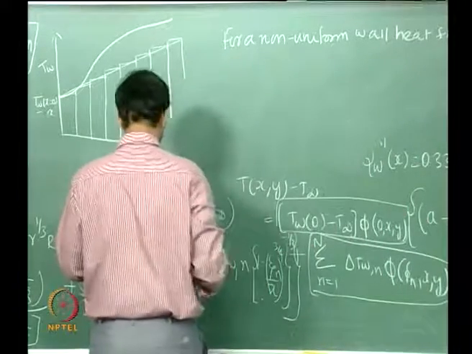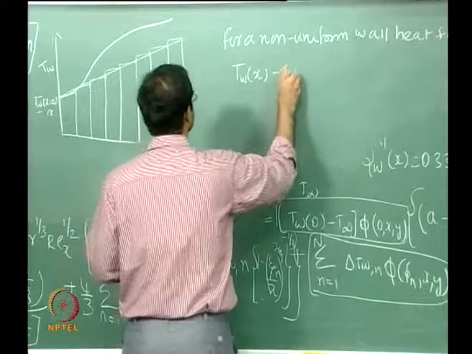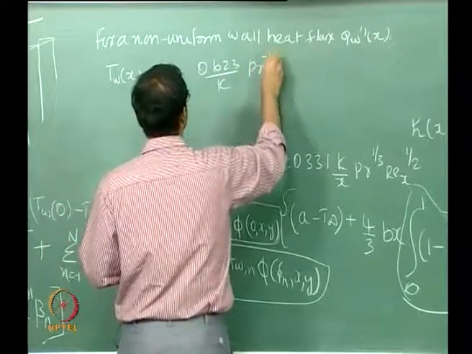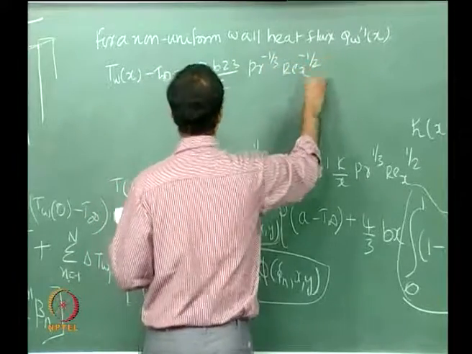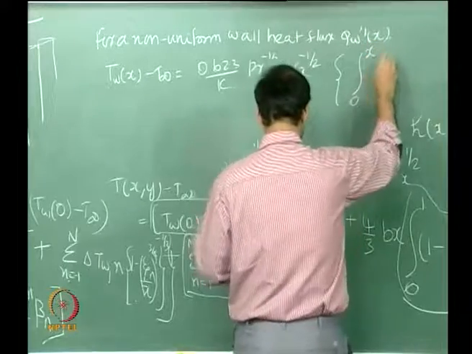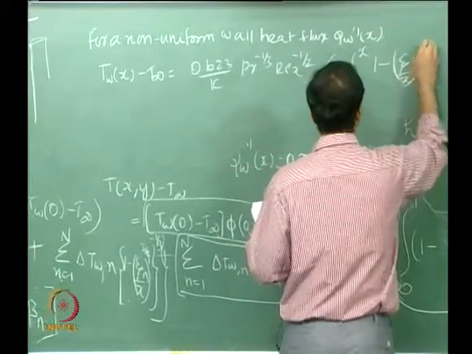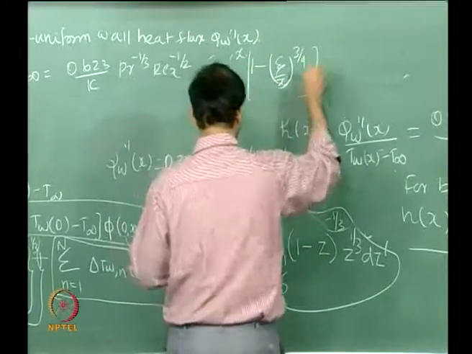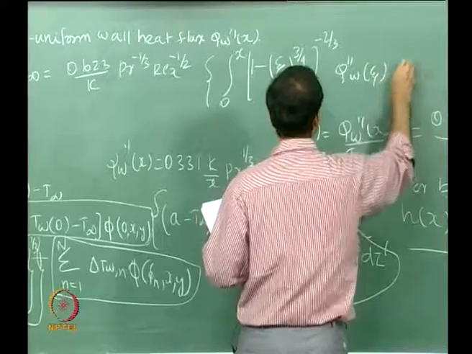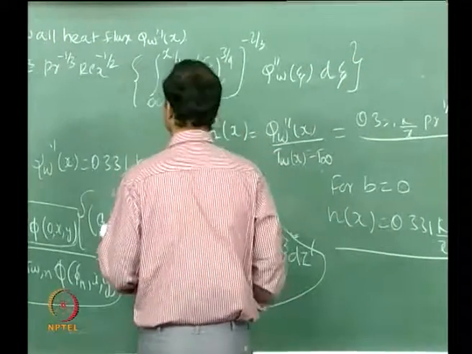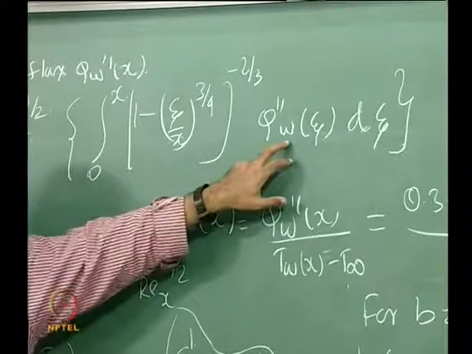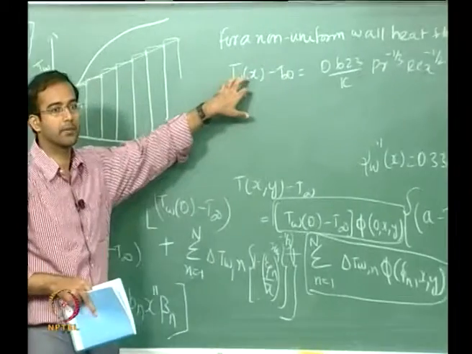So for this case you can calculate the wall temperature variation. You can express it as follows: 0.623 by K, Pr to the power minus 1/3, Re_x to the power minus half, integral from 0 to x of [1 minus (zeta by x) to the power 3/4] the whole raised to the power minus 2/3, into q. So this is the local variation in the wall flux, whatever you have. That can be substituted into this and you can get the corresponding wall temperature variation.